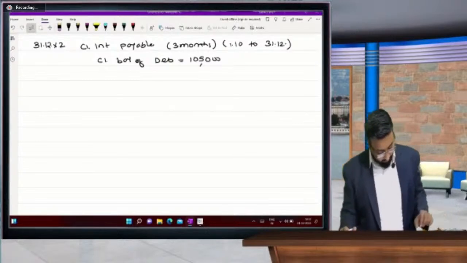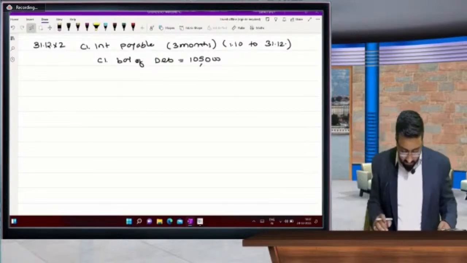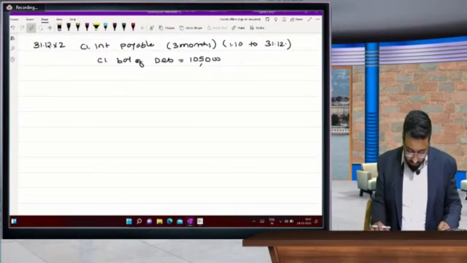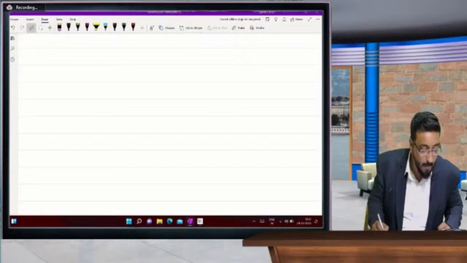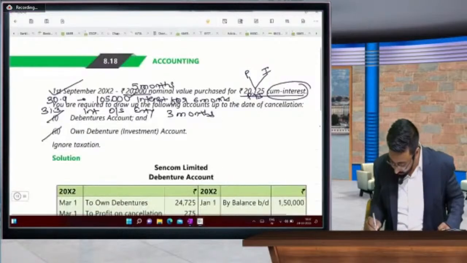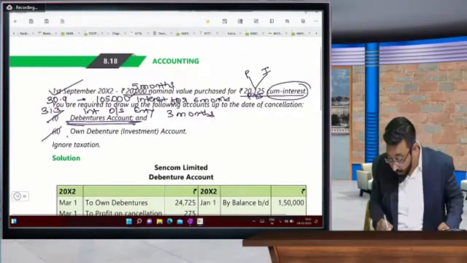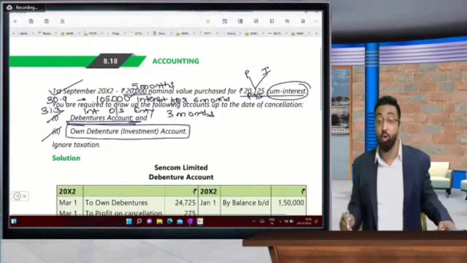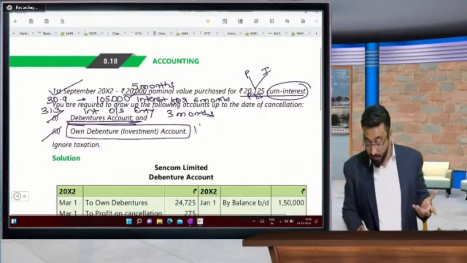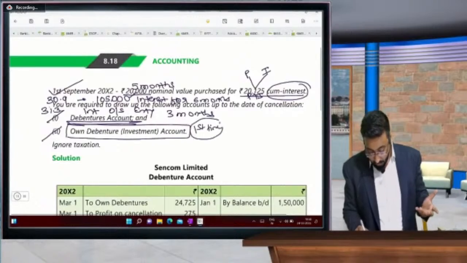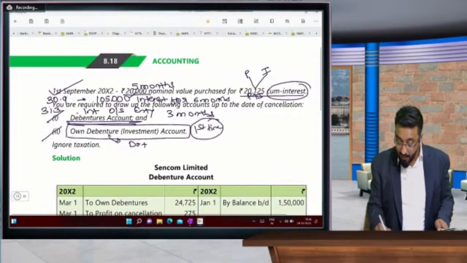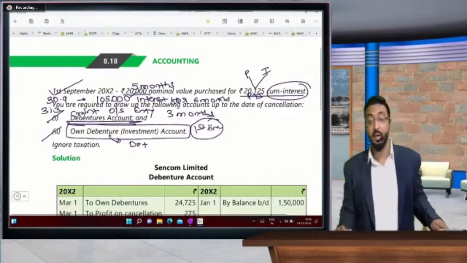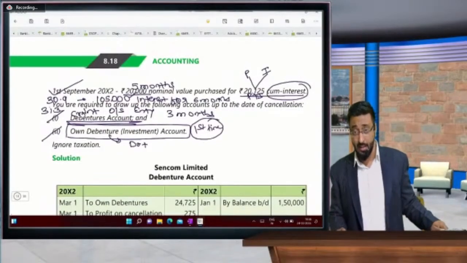Okay. Yes, the opening interest entry. Now I will explain this. So write down now. Here in the question, ICA asks you for the debentures account and the own debentures account also. Now this is something you are doing for the first time. Remember, own debentures is a debit balance and debentures is a credit balance.